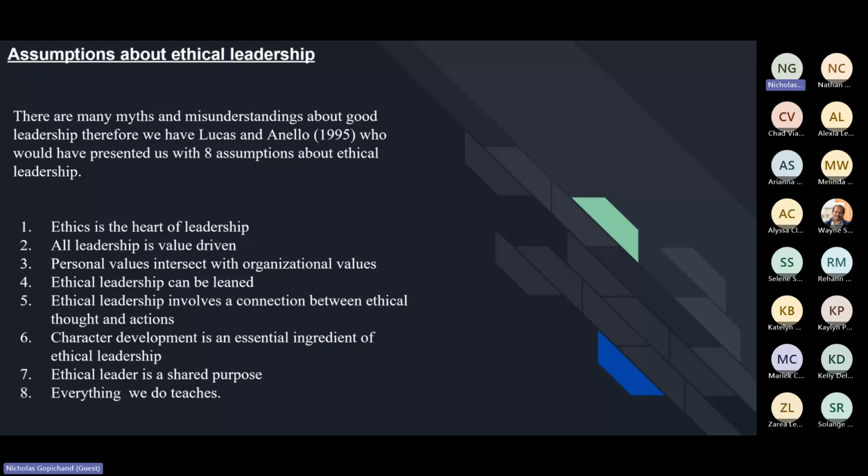6, character development is an essential integrity of ethical leadership. 7, ethical leadership is a shared purpose. This is where all members at all levels within the organization have the ability to participate in the process of exercising ethical leadership. Everything we do teaches. This is as simple as it is. We learn from other people setting examples or by watching certain things.